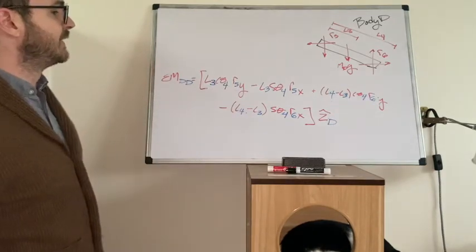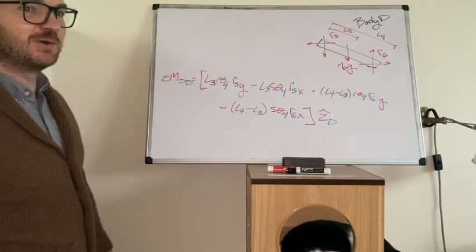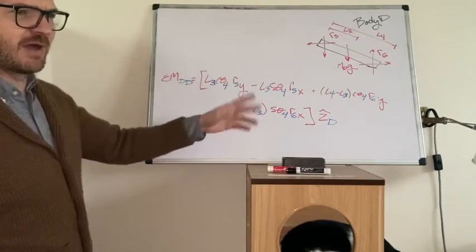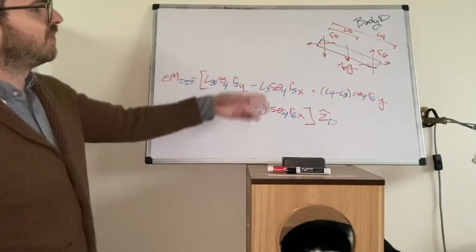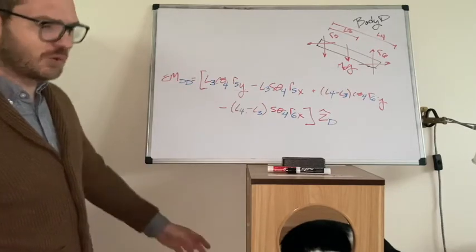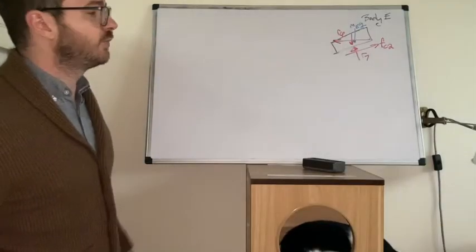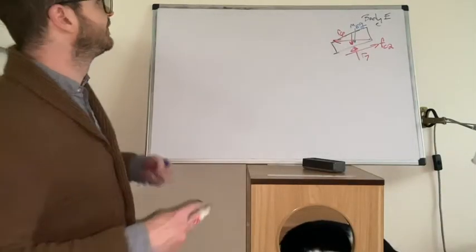So by all means, feel free to do this one and work it out, and just confirm that you get the right answer. And again, check my math. I might have made a mistake, but body D is just like body C. Okay, let's move on. Do the next one.